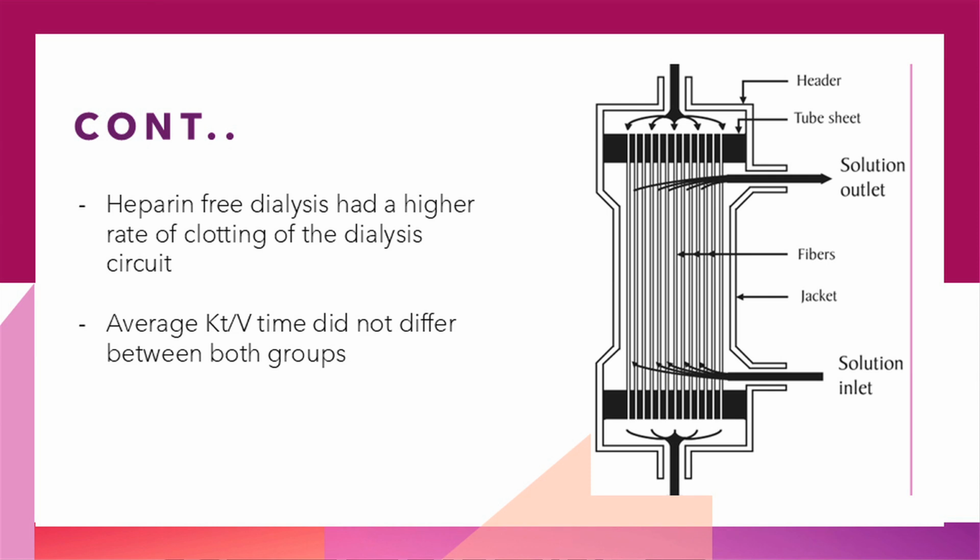But when looking at the average KT/V, which is actually looking at the adequacy of dialysis, the dialysis was similar for both, meaning they both had the equal amount of toxic metabolites removed and electrolyte imbalances resolved, but the heparin being there or not did not change that. But at the same time, with or without heparin, you still had the similar amount of clot formation.